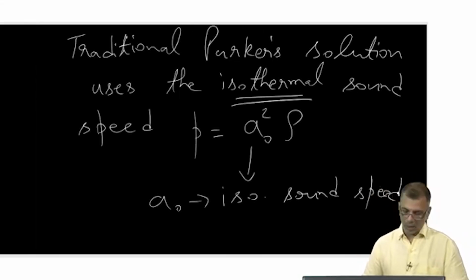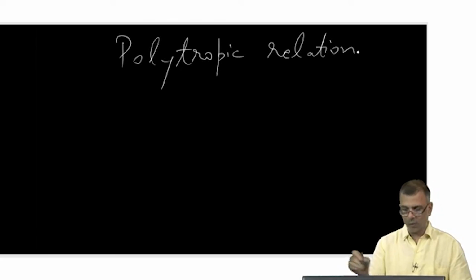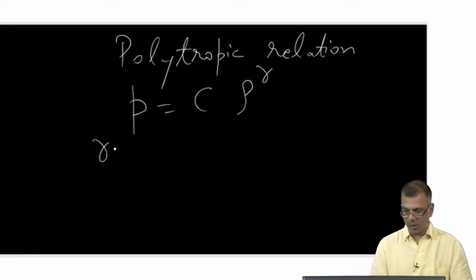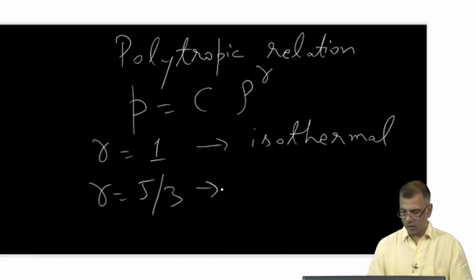Okay. And another way of writing it is if you use a polytropic relation between P and rho, and we write P equals C rho raised to gamma, gamma equals 1 is isothermal, gamma equals 5/3 is adiabatic.